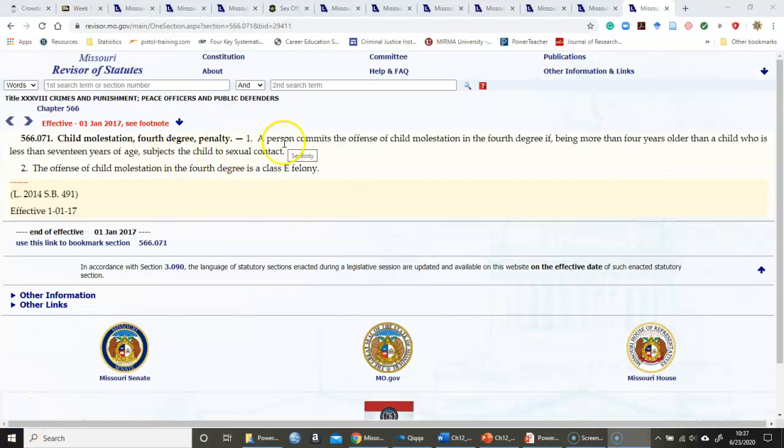And Missouri has a child molestation fourth degree. A person commits the offense of child molestation in the fourth degree if, being more than 4 years older than a child who is less than 17 years of age, he or she subjects the child to sexual contact. So we've got a 16-year-old that a 22, 23-year-old was involved with. We can have that child molestation in the fourth degree. And there we're talking about a Class E felony.